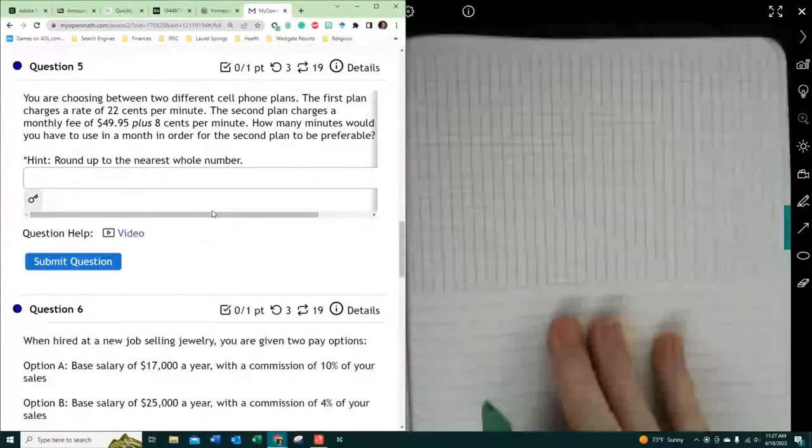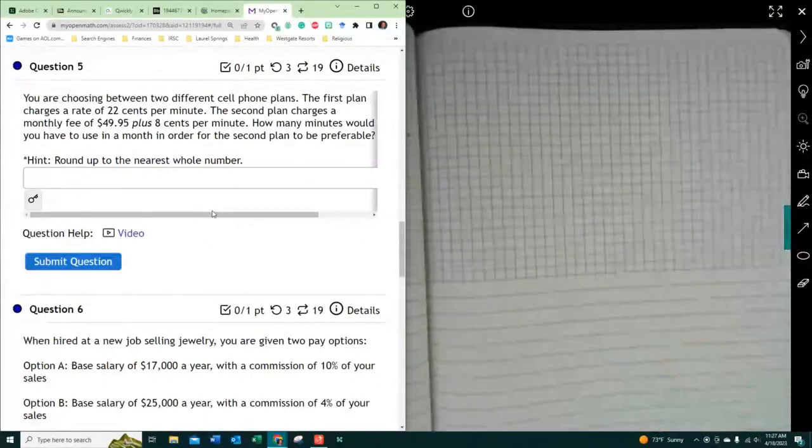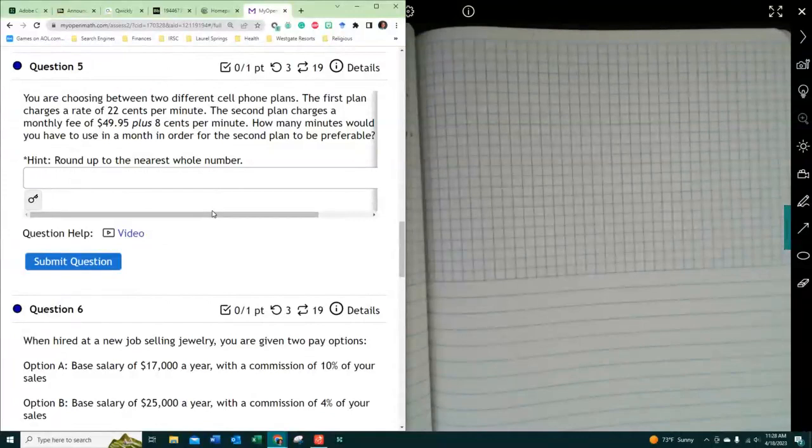Now, continuing. You're choosing between two different cell phone plans. The first plan charges at a rate of 22 cents per minute. The second plan charges a monthly fee of $49.95 plus 8 cents per minute. How many minutes would you have to use in a month in order for the second plan to be preferable? I said plane, but plan, excuse me.